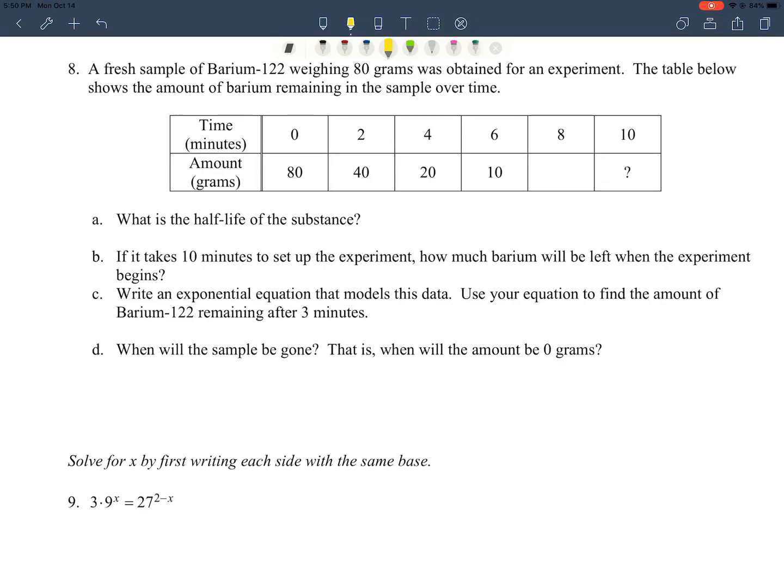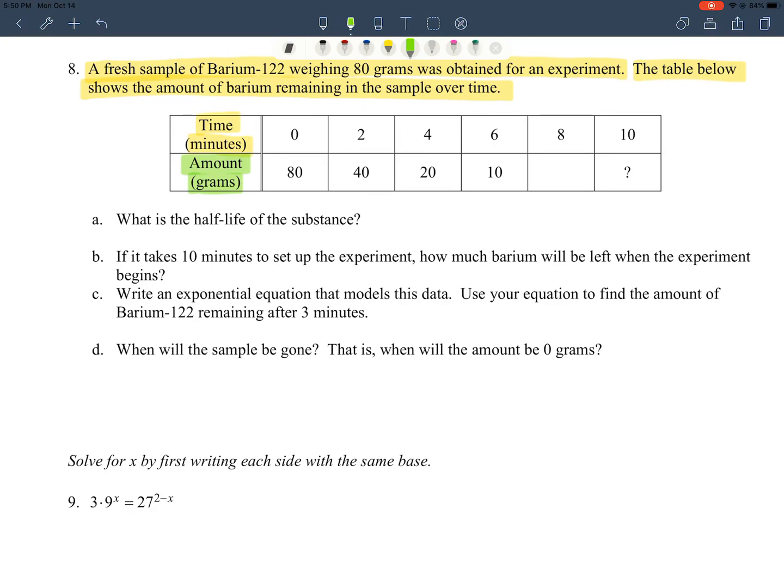Problem number 8 from the Chapter 3 quiz review states, a fresh sample of barium-122 weighing 80 grams was obtained for an experiment. The table below shows the amount of barium remaining in the sample over time. So we have time here represented in minutes, and we've got the amount of barium in grams.